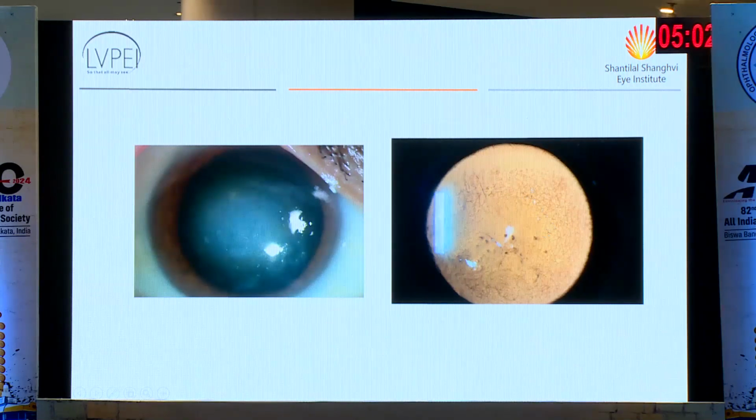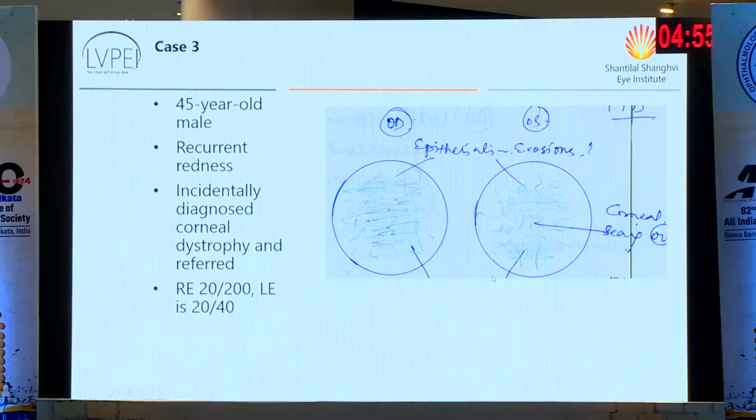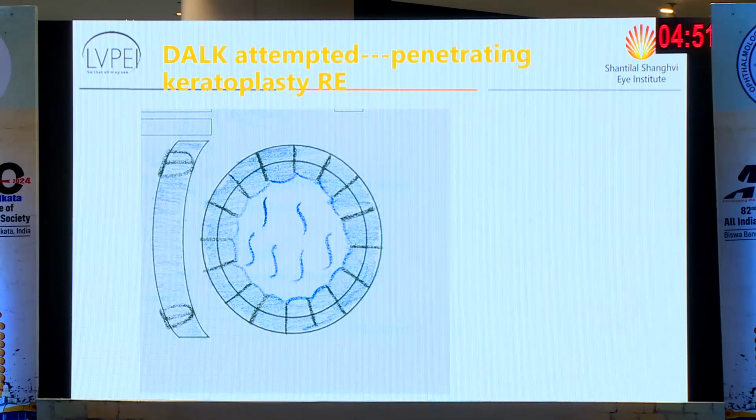But when you use retro illumination, then you can see all the lattice-like lines in this pattern that are lit up in retro, which match the clinical pictures that I showed you here. So this patient we subjected to transplant for the right eye, where his vision was very poor, because this dystrophy involved very deep in the cornea, and we wanted to do DALK, but it got converted to penetrating keratoplasty.